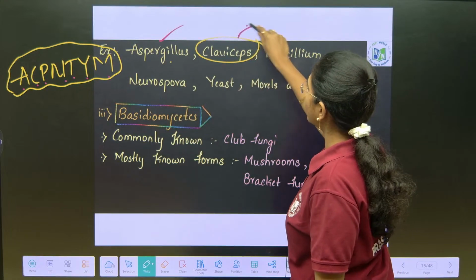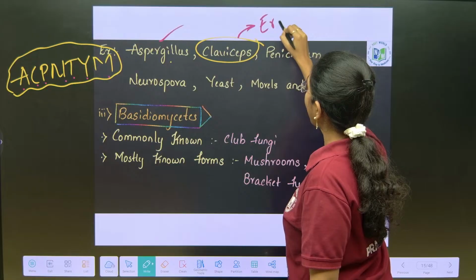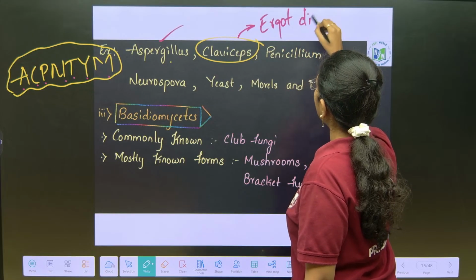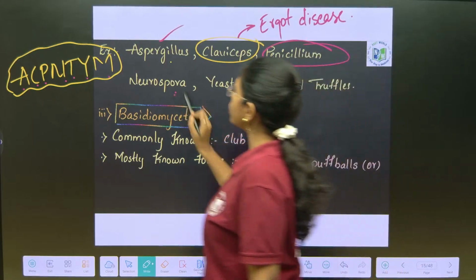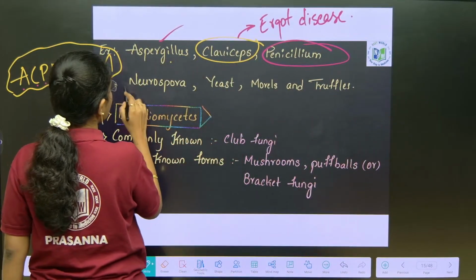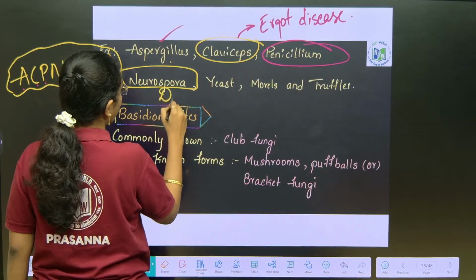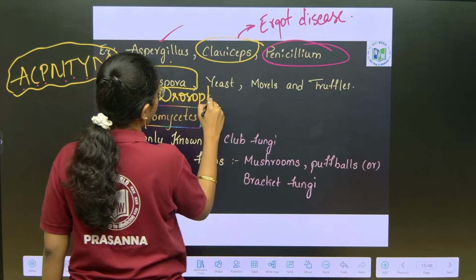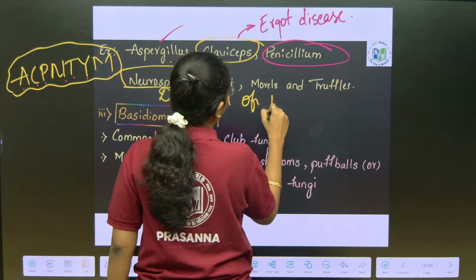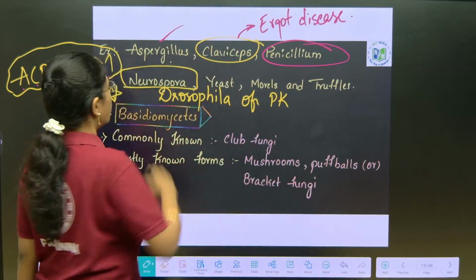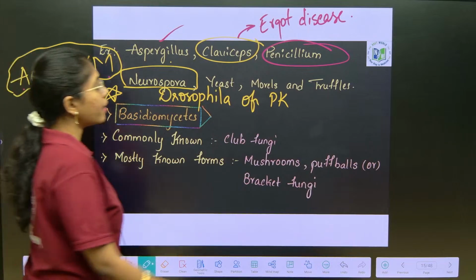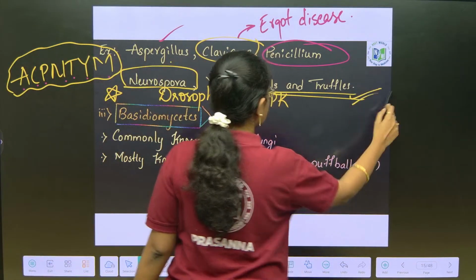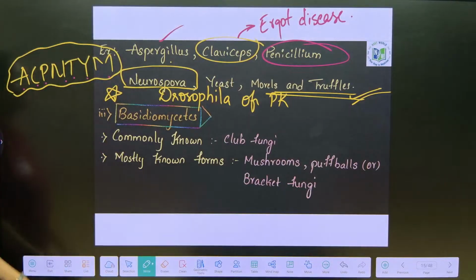Claviceps will cause what disease, beta? Claviceps will cause ergot disease. Note it down. And Neurospora is popularly known as the Drosophila of the plant kingdom. Very important, note it down. And then yeast, morels and truffles are the edible delicacies. Okay, this is all about the class Ascomycetes.